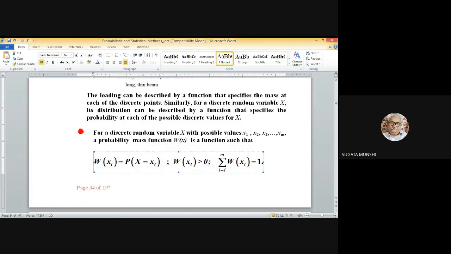So all the probabilities except for one value of capital X are not provided to you, and you may be asked to find out that probability. If you remember this property, you can easily do that. So these are very good questions for MCQs.